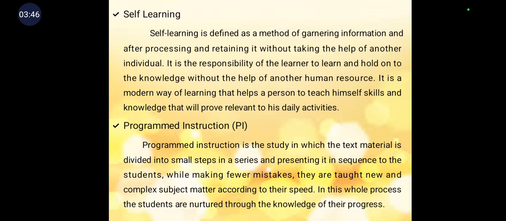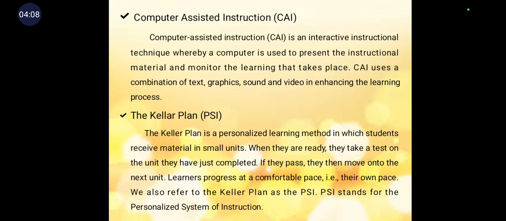Programmed instruction (PI). PI is a study method in which the text material is divided into small steps in a series and presented in sequence to students. While making fewer mistakes, they are taught new and complex subjects according to their speed. In this whole process, the students are nurtured through the knowledge of their progress. Computer Assisted Instruction (CAI). CAI is an interactive instructional technique whereby a computer is used to present the instructional material and monitor the learning that takes place. CAI uses a combination of text, graphics, sound, and video, enhancing the learning process.